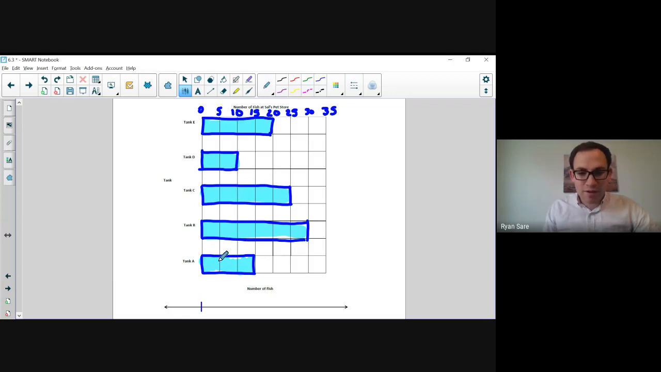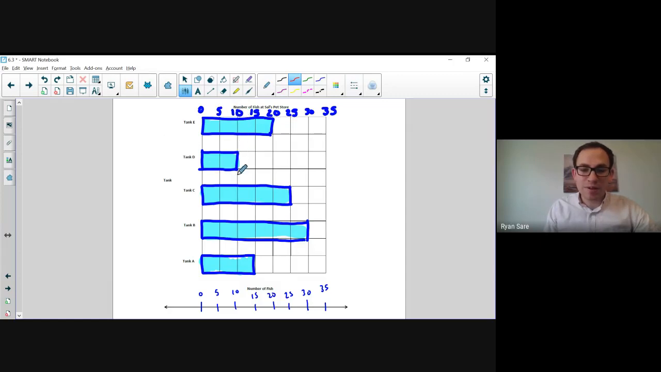So right here, we have 0. Up here, we've got 5, 10, 15, 20, 25, 30, and finally 35 on this number line. And I'm going to go ahead and mark where these tanks are on the number line.